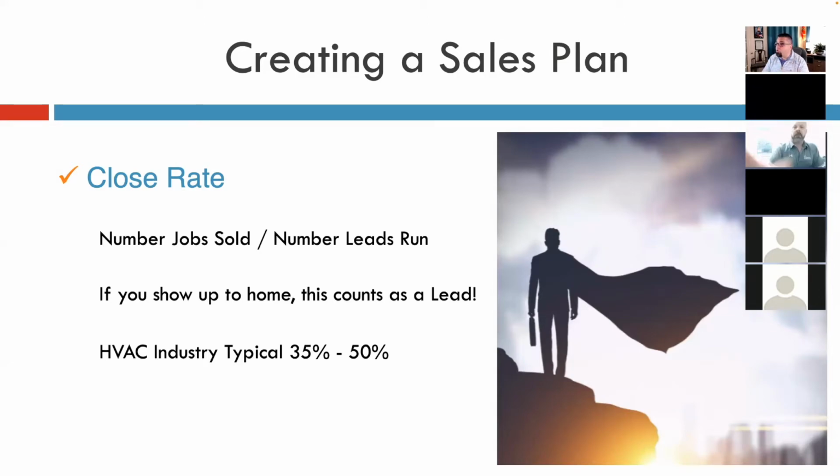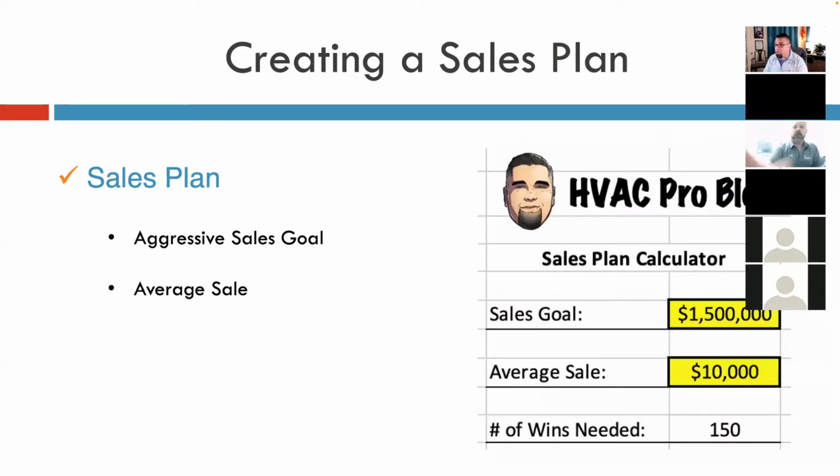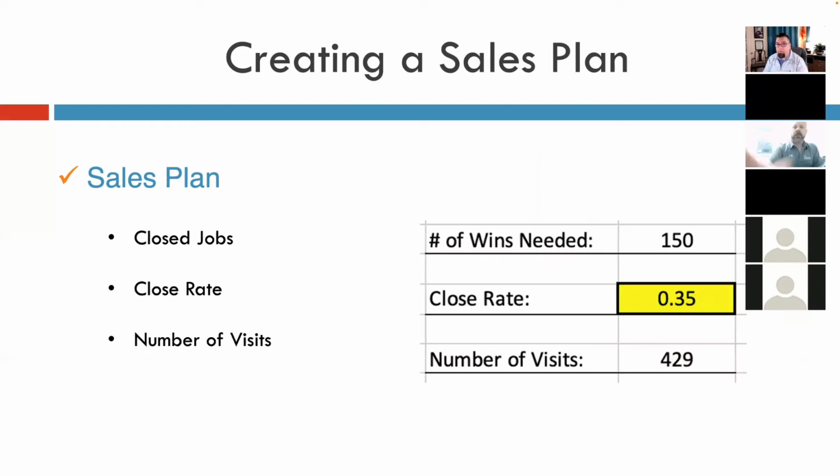And then the tool that I created, I'm going to show you here, you enter those three numbers in, and of course you can change the numbers and see what you need to do, and you're going to be able to find the most amazing information. You take your aggressive sales goal and you divide it by your average sale, and you're going to end up with the number of wins that you need, how many jobs you need to close, okay?